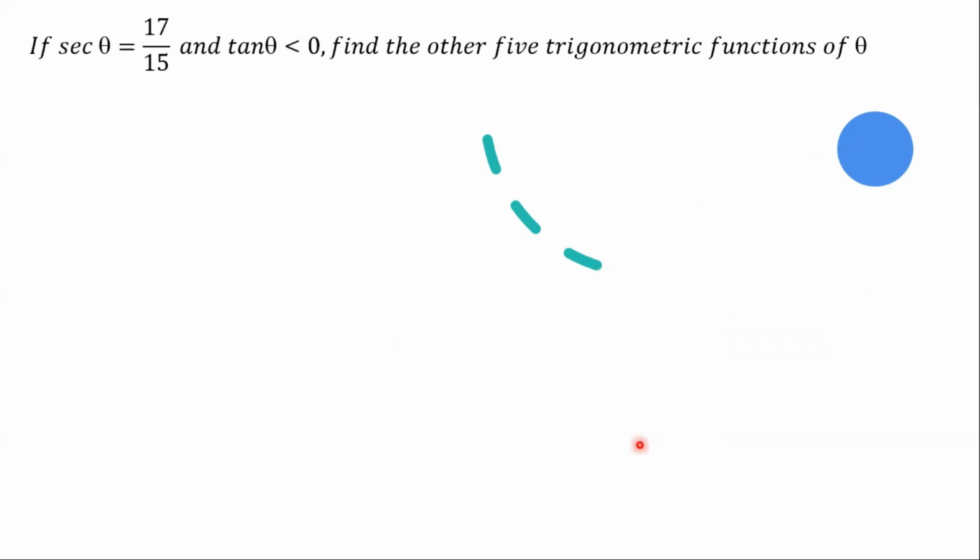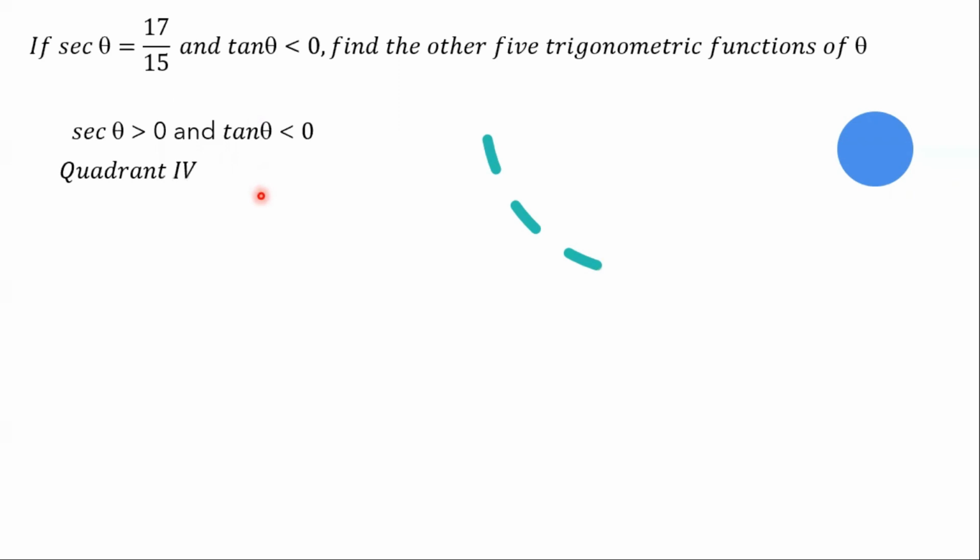Now next, we have: if secant theta equals 17 over 15 and tangent theta is less than 0, find the other 5 trigonometric functions of theta. Take note, secant is greater than 0, meaning positive, and tangent theta is less than 0. So on which quadrant is secant positive and tangent negative?